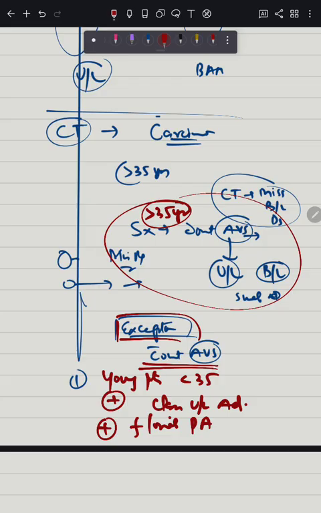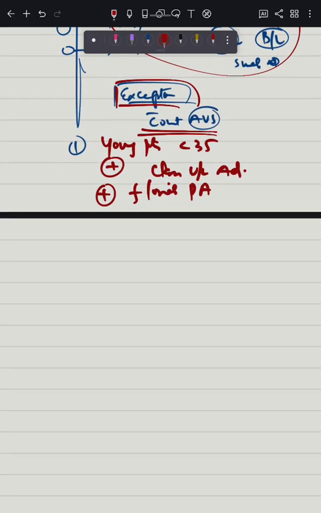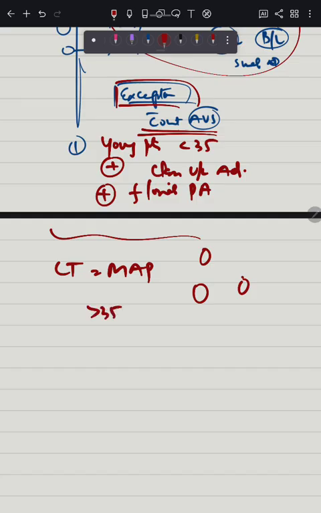So simply, I'll give a summary and analogy. CT is simply a map that shows lumps and bumps, but does not show function. It shows some lump here, some lump here, and often above 35 it may miss some lumps that might be functional. But AVS is like a microphone. It tells you which adrenal is shouting aldosterone louder.